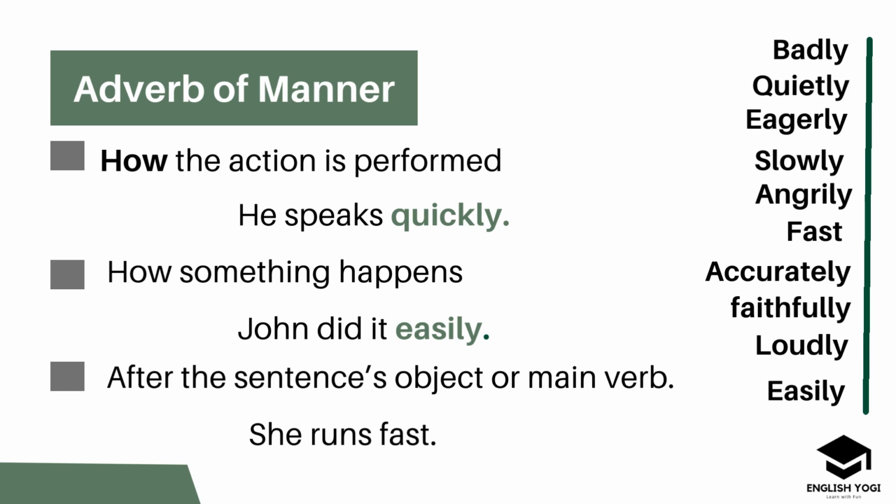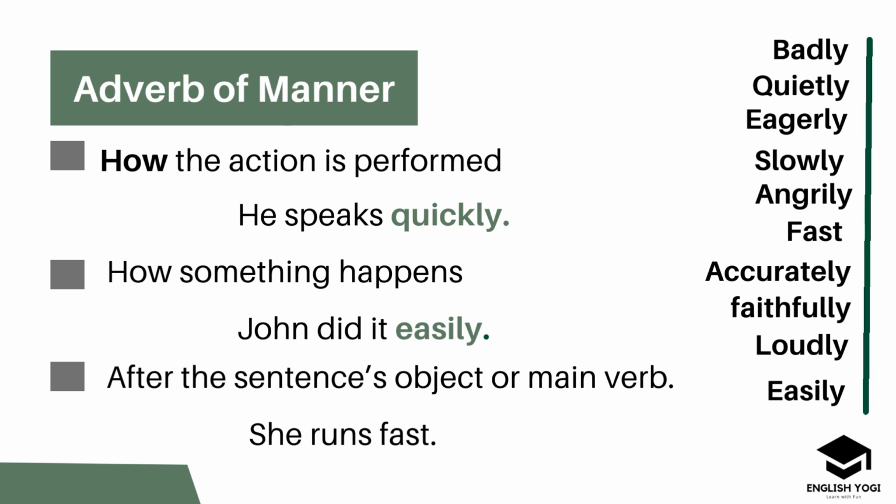Next type of adverb is adverb of manner. What is the role of the adverb of manner? It shows how the action is performed in the sentence. See the first example: he speaks quickly. So speaking is done by that subject quickly. How the action is performed is shown by using an adverb of manner. Manner means it shows in which way, how something happens.